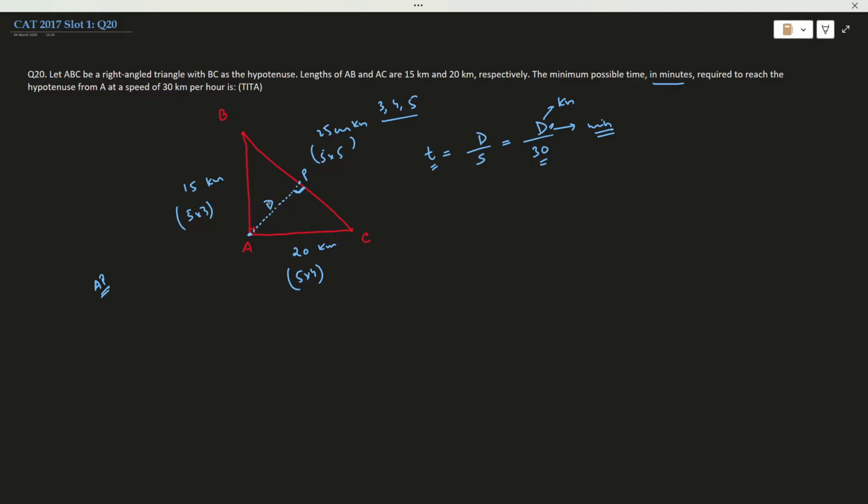How can I calculate AP? See, use similarity of triangles. Now I know this is a right angle triangle. Let me say this angle is theta. So this angle will become 90 degrees minus theta. If this angle is 90 degrees minus theta, this other angle will be theta. This is already 90 degrees. So I can use the angle similarity, right? So I can say triangle APC is similar to triangle BPA.